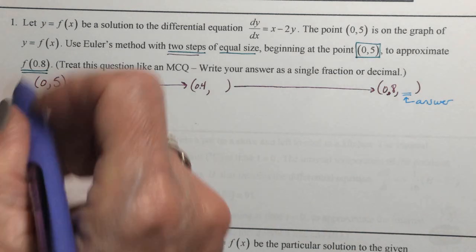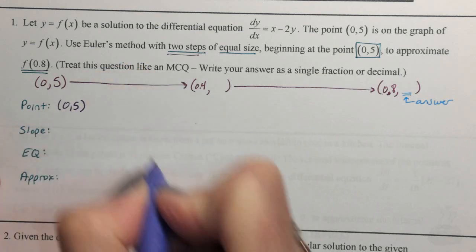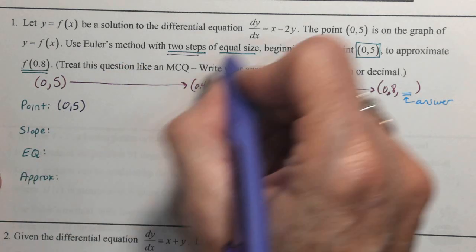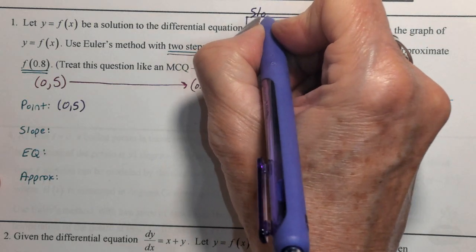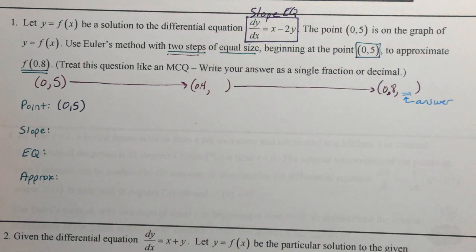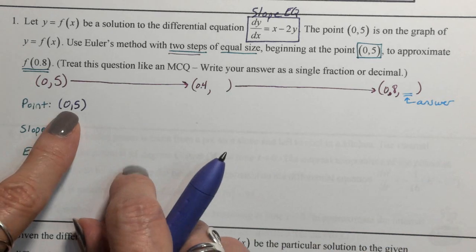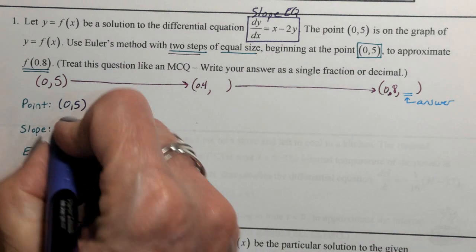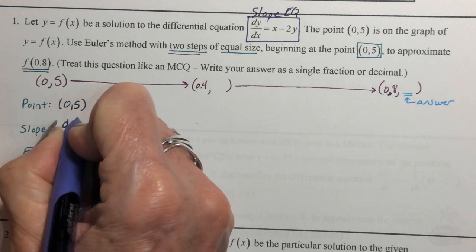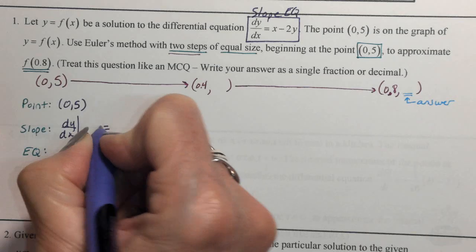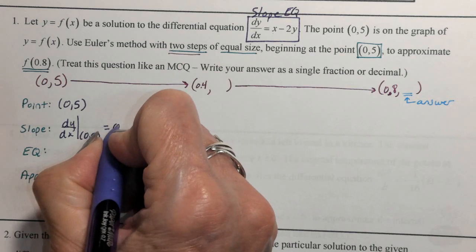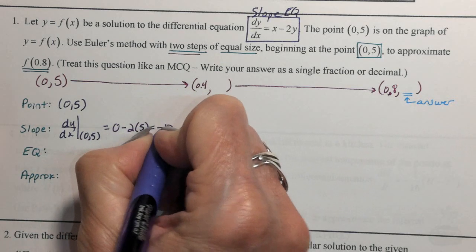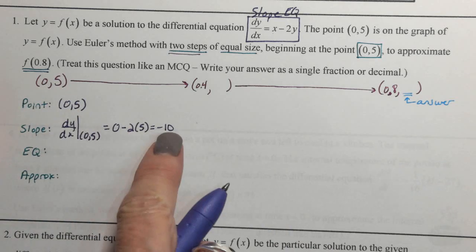Alrighty, the first point that we have is (0, 5). The slope. They gave us information about the slope right here. So this is the slope equation. They gave us an equation to find any slope given any point, right? We want to find the slope at that point. So we are finding the slope at the point (0, 5). So I'm putting 0 in for x and 5 in for y. So this is going to be 0 minus 2 times 5, which is negative 10. So the slope at that point is negative 10.